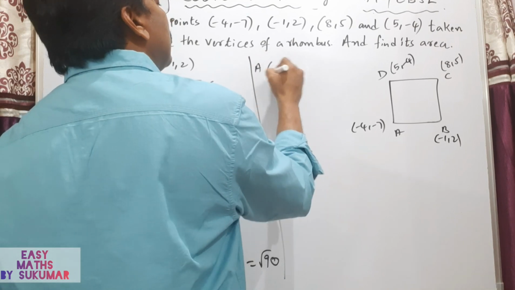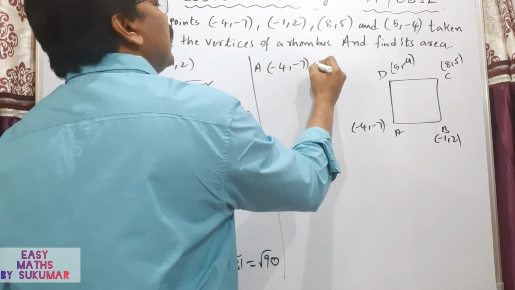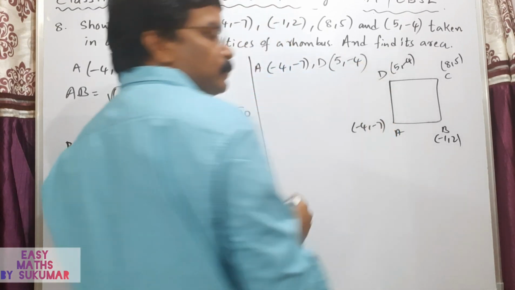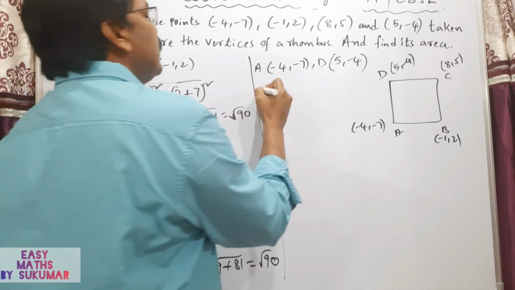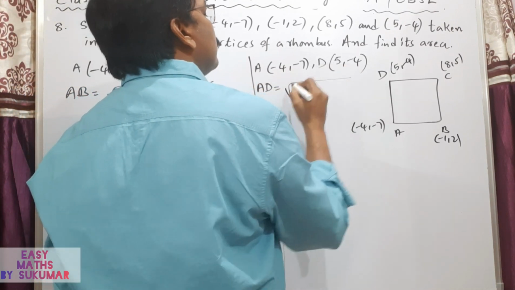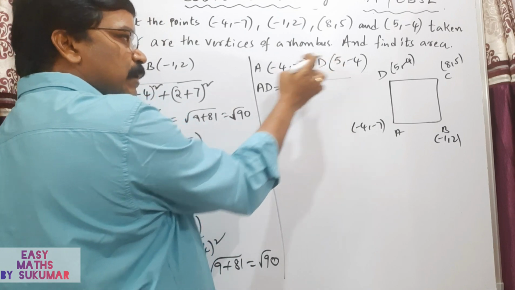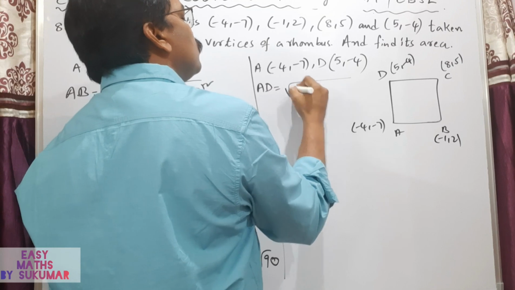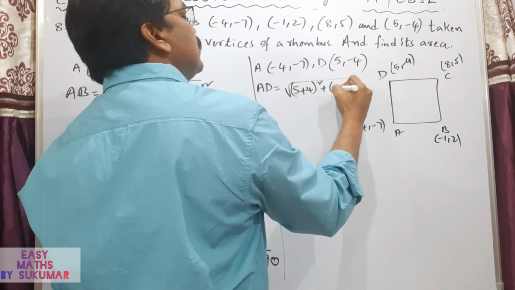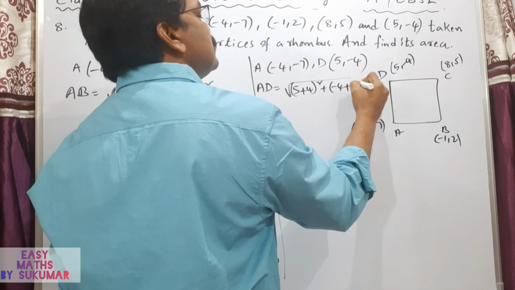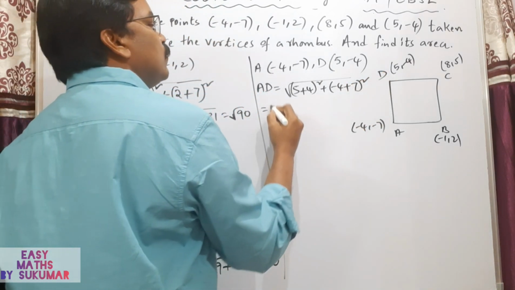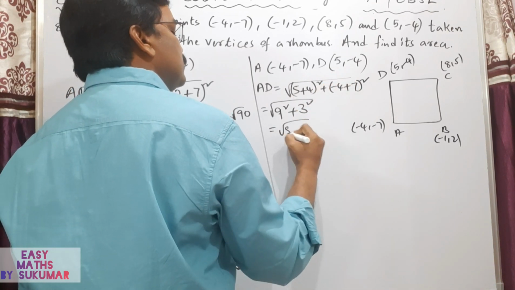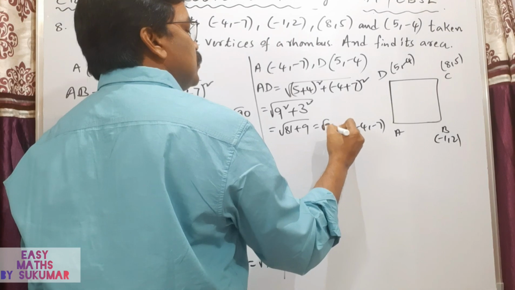So what is A? A is -4, -7, and D is 5 comma -4. So AD is equal to square root of (x2 minus x1), x1 is -4, so minus into minus plus 4 whole square. Similarly, -4 minus into this minus plus 7 whole square. So this is equal to 9 square plus (-4 plus 7) is 3 square. That is 81 plus 9. This is also equal to root 90.